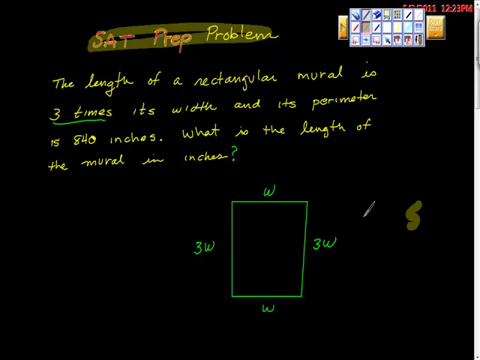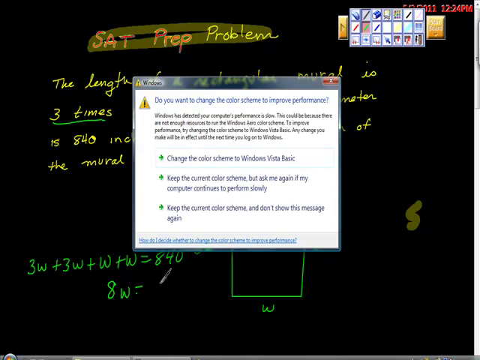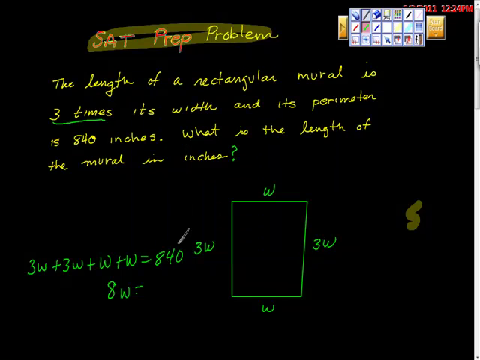its length here. And it has a perimeter of 840 inches, and we know that perimeter is the addition of all the sides, isn't it? So we know that 3w plus 3w plus w plus w is equal to 840, isn't that right? So now what we can do is this. We can add these together. They're all w's, so we get 3, 6, 7, 8. We get 8w's is equal to 840.